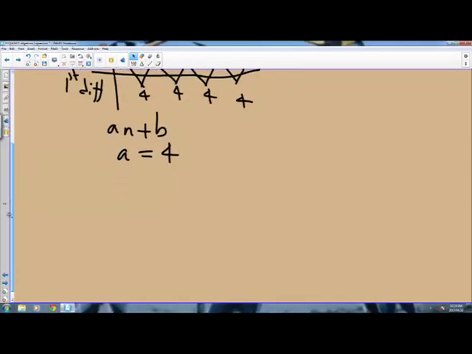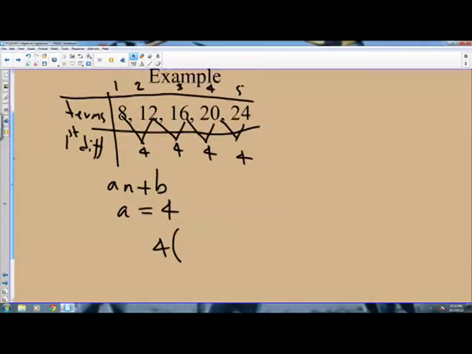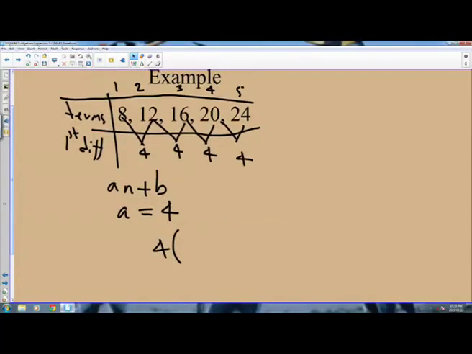So your a is 4. You are now to find what b is. Now, if we substitute in here 4 times, we can take any term. If we take the term at position number 1, it means our n is 1. So 4 times 1 plus b is equal to 8. You can choose any term.